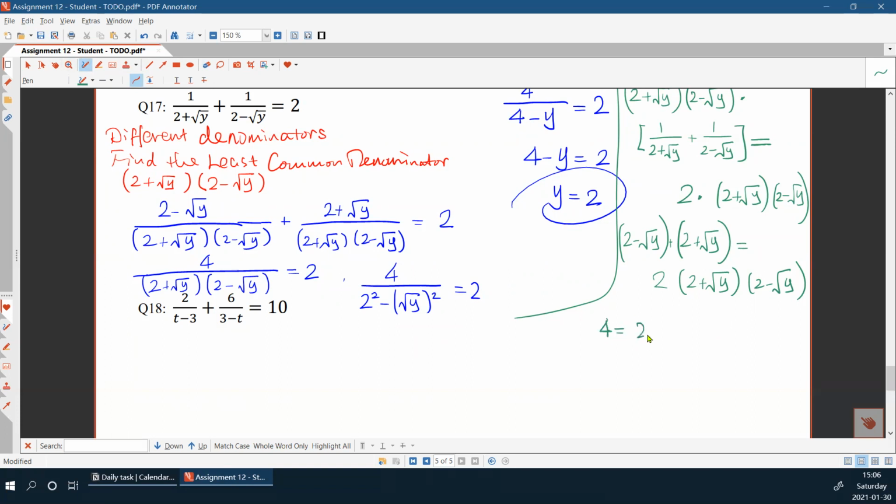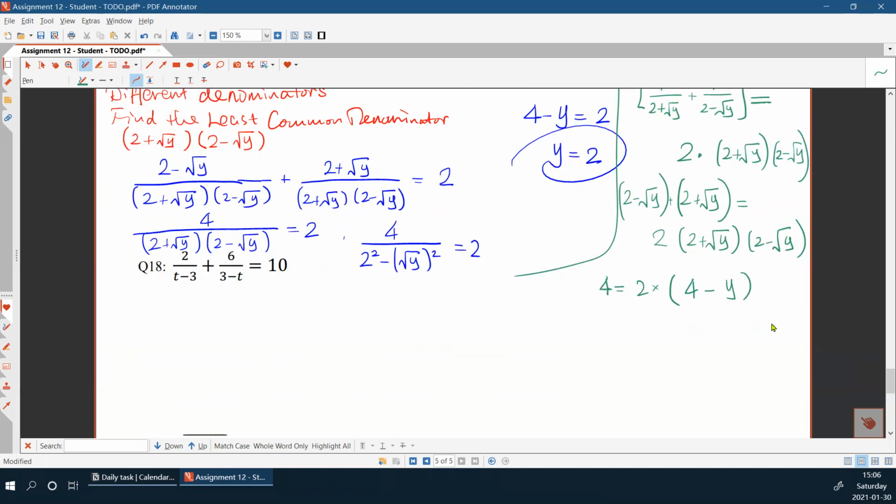On the right-hand side, we have 2 times a plus b times a minus b, which is a squared minus b squared, right? And then this gives us 4 minus y is actually 2. And y is actually 2, right? Okay, any questions?